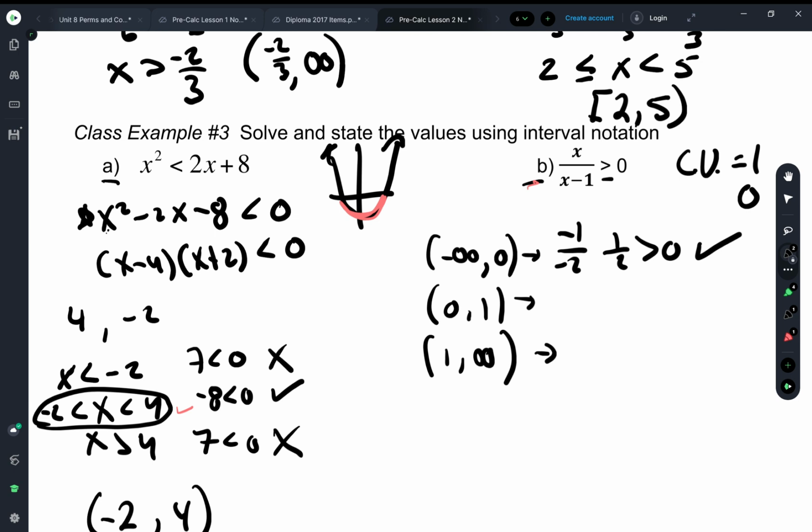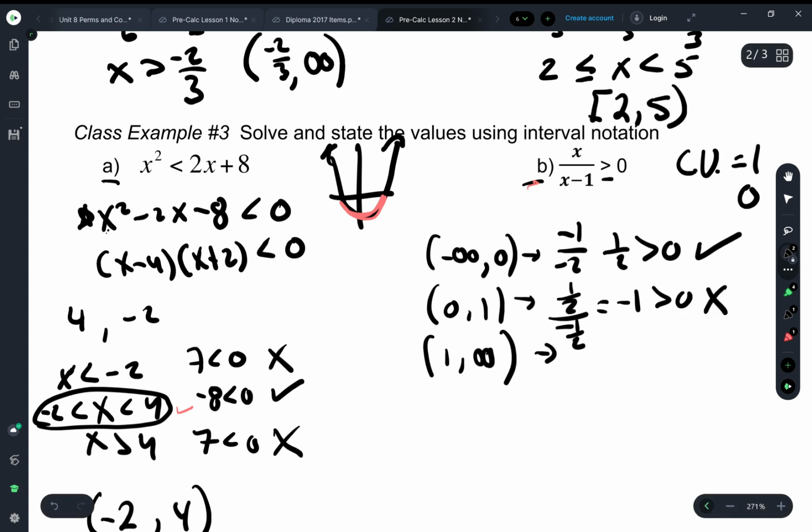Try between 0 and 1. Let's try 1/2. Have to use a fraction here, unfortunately. It'd be 1/2 over negative 1/2. Because 1/2 minus 1 is negative 1/2. That's negative 1. Is negative 1 greater than 0? No.